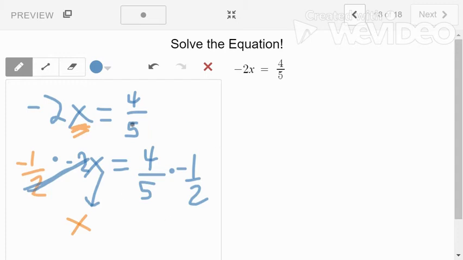Here, we're going to multiply using what we know about multiplying fractions, and that will tell us what the x value must be. So 4 times negative 1 is negative 4, and 5 times 2 is 10. So our answer here is going to be negative 4/10, or reduced, that would be negative 2/5.